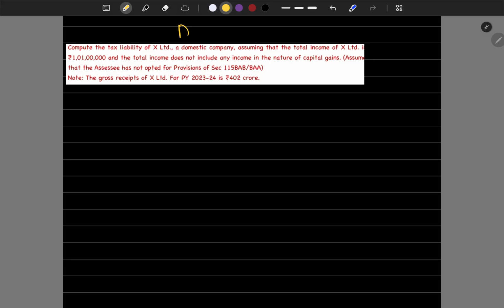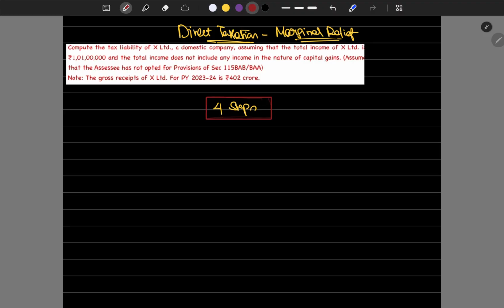Today we are going to solve a problem from DT, direct taxation, marginal relief area. Basic concept only, but it needs some attention to solve this problem clearly. Okay, one minute. We can solve any kind of marginal relief with a four-step procedure. Just follow these four steps and we can solve any kind of problem.